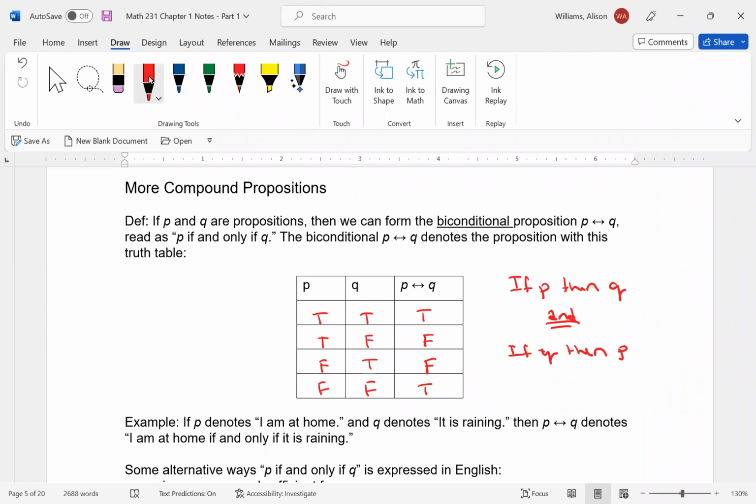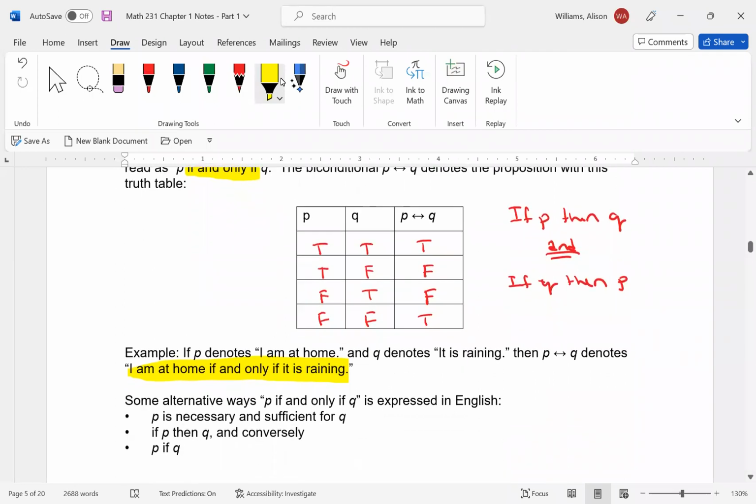They also use the terminology if and only if when they look at the biconditional. So down here, when they say I'm at home and then it is raining, those are our two propositions. I am at home if and only if it is raining. So both have to be true, or both of them are false. That's the only cases that work. Here's some alternative versions of that in the English language. I'm not going to get too hung up on that. We're going to try to stick very closely with if and only if.